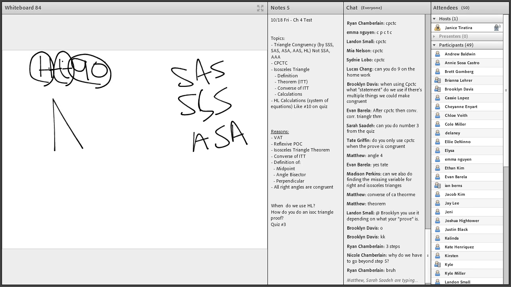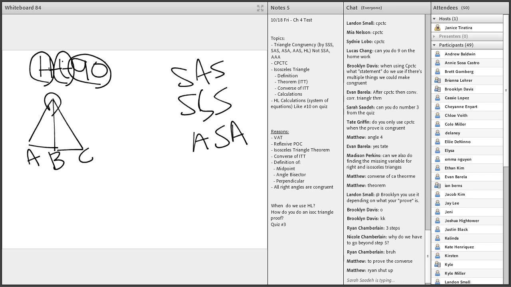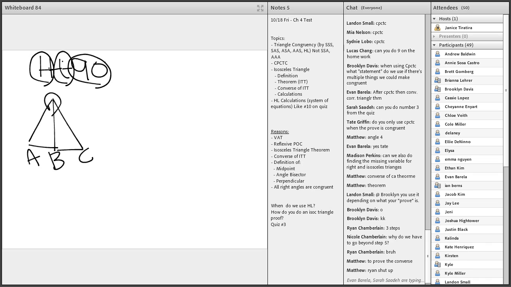So if I had 2 triangles, something like this, and A, B, C, D, when do you use HL? Well, you have to make sure that the hypotenuses have tick marks.